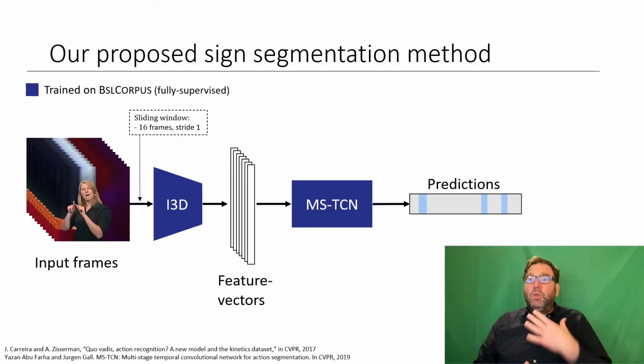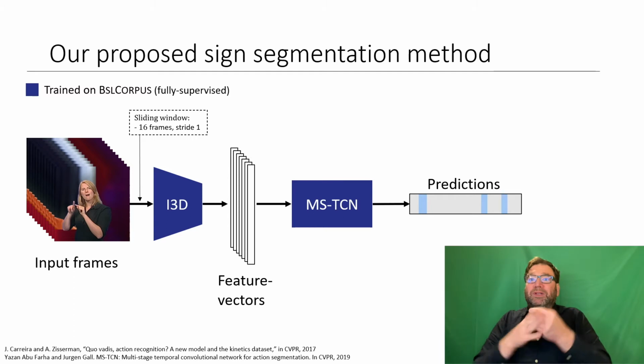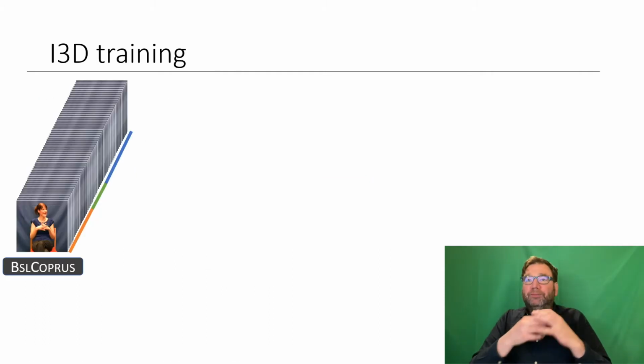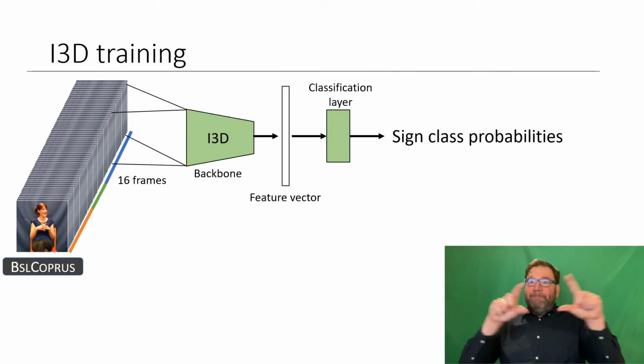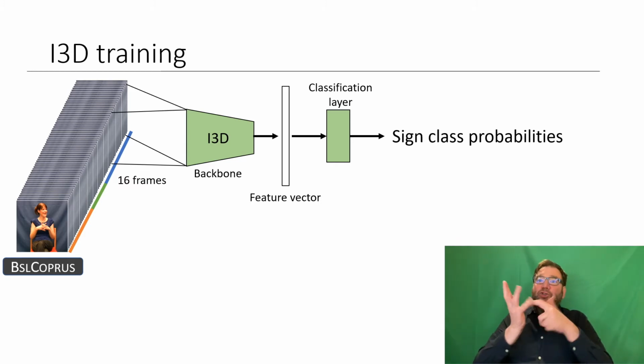To get the times of the sign boundaries, we propose the usage of an I3D model to get spatio-temporal features. These features are then processed with a multi-stage temporal convolutional network. In order to train the I3D model, we use a randomly chosen 16-frame input. These frames are fed into an I3D backbone which generates spatio-temporal features. A classification layer on top of this feature vector generates the sign class probabilities.